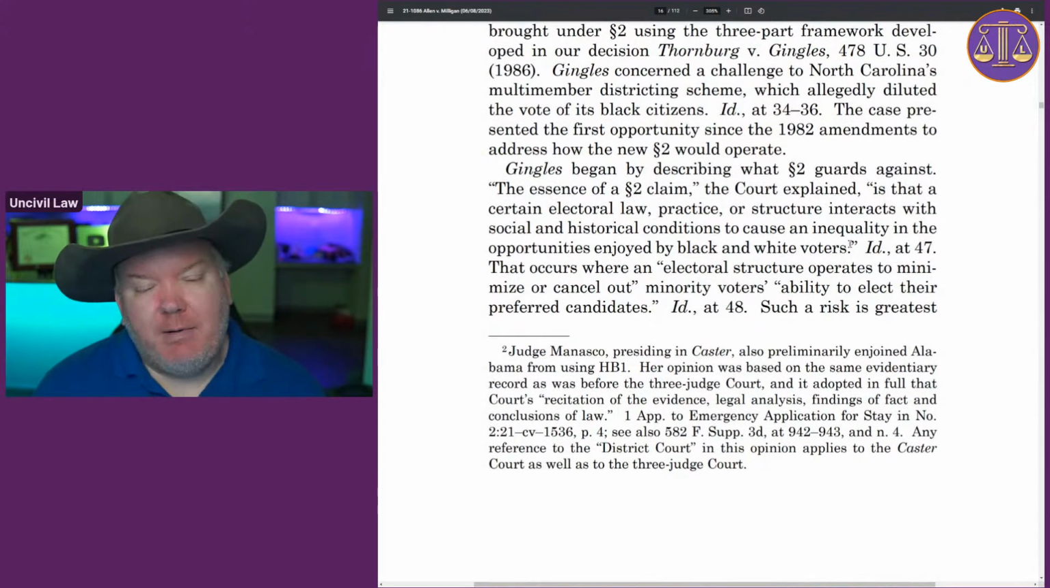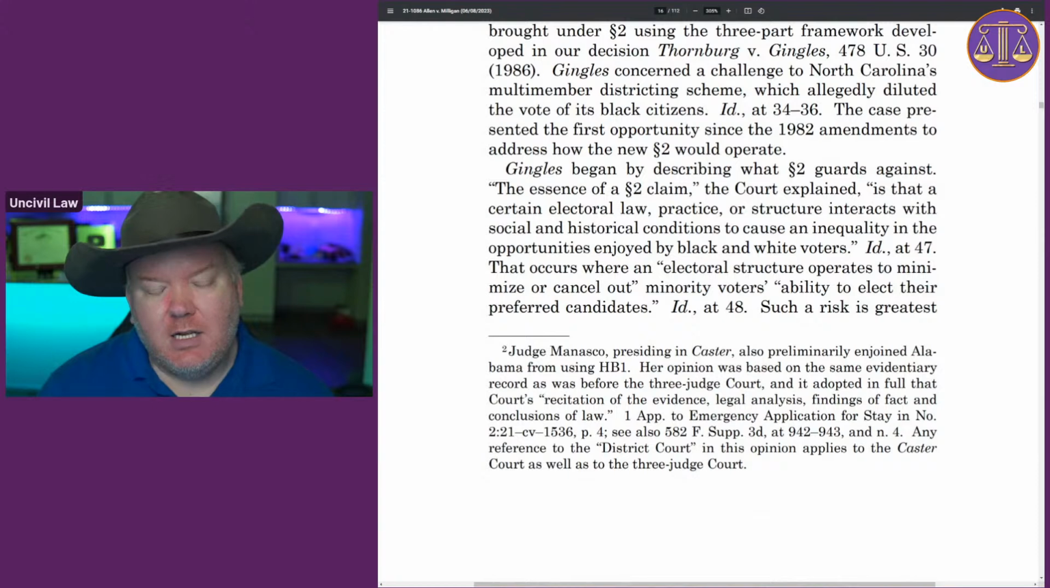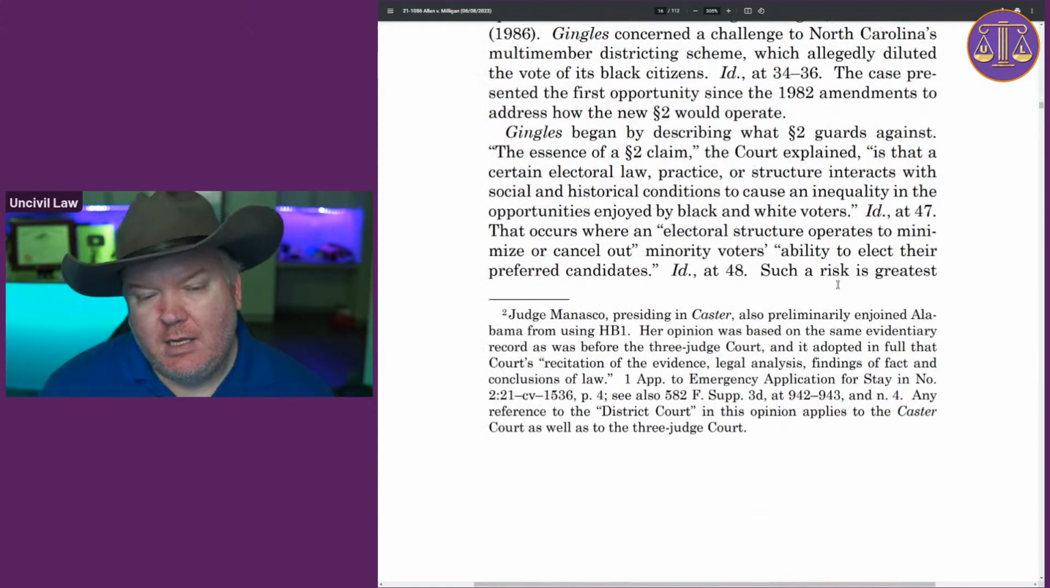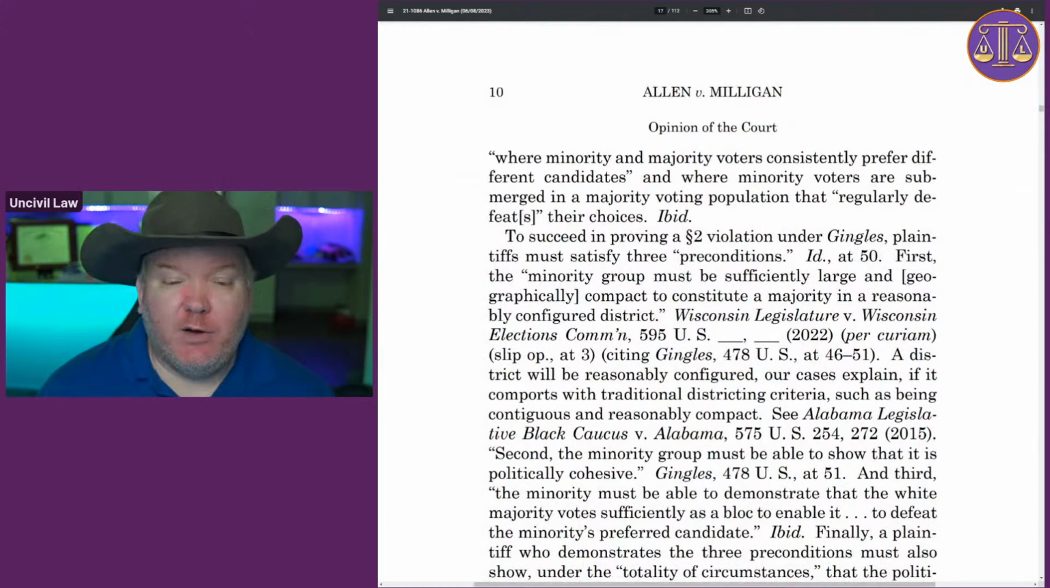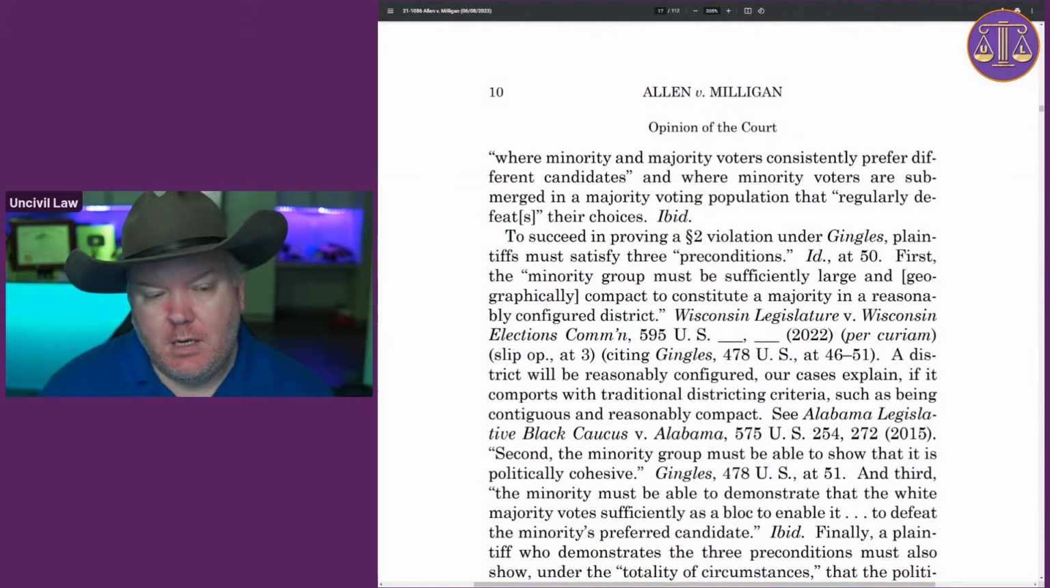The case began by describing what Section 2 guards against. The essence of a Section 2 claim, the court explained, is that a certain electoral law, practice, or structure interacts with societal and historical conditions to cause an inequality in the opportunities enjoyed by Black and white voters. That occurs when an electoral structure operates to minimize or cancel out minority voters' ability to elect their preferred candidates. Such a risk is greatest when minority and majority voters consistently prefer different candidates, and when minority voters are submerged in a majority voting population that regularly defeats their choices.